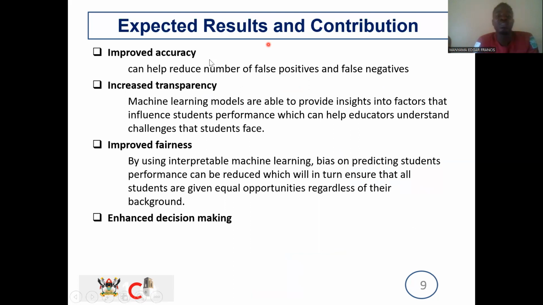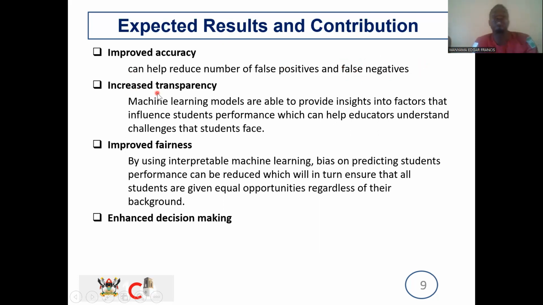Then the expected results. We expect improved accuracy, and this will help reduce the number of false positives and false negatives. The false positives are those students expected or predicted to pass, yet in actual sense they will fail. Then the false negatives are students expected to fail, yet in actual sense they might pass.